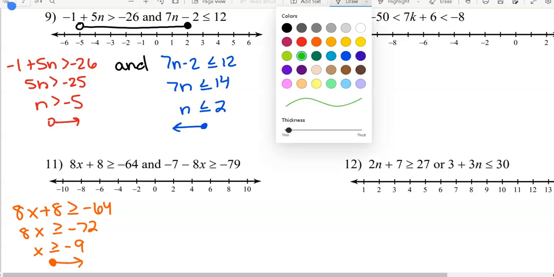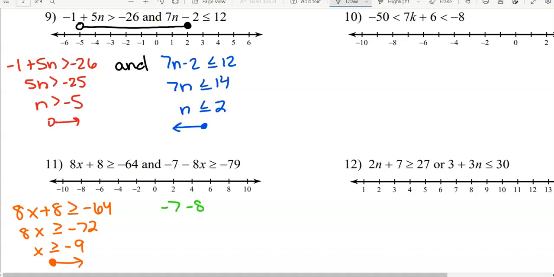And then on my other side, we have -7 minus 8x is greater than or equal to -79. Did anybody notice that at the beginning, both signs were pointing the same way? So that's odd. And did you notice the word and? So they should intersect, right? So in the beginning, you should think, okay, one of these signs needs to flip. Because right now, they're both going to the right. So my first one didn't, so this one better. I'm going to add 7 over. I get -8x is greater than or equal to, what's -79 plus 7?